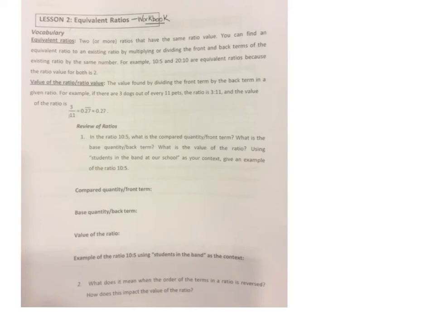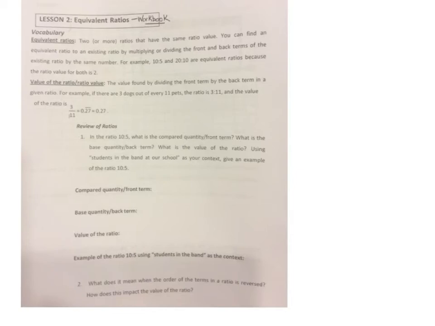On lesson 2, we're going to be talking about equivalent ratios. The vocabulary from yesterday: equivalent ratios is when you have two or more ratios that have the same ratio value. You can find an equivalent ratio to an existing ratio by multiplying or dividing the front and back terms of the existing ratio by the same number. For example, 10 to 5 and 20 to 10 are equivalent ratios because the ratio value is both 2.